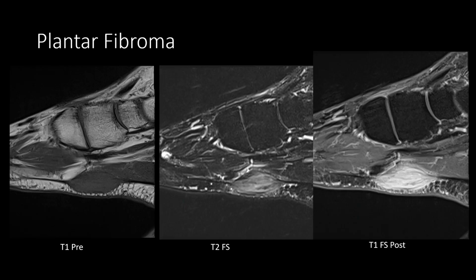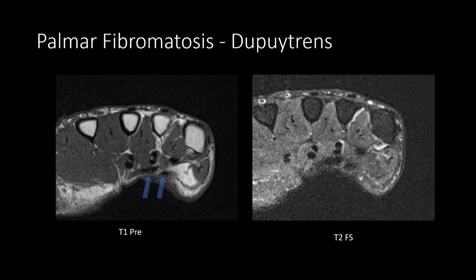Now, look at this case. This shouldn't confuse anybody. We can see these being very highly cellular. Look at all that T2 signal. Look at all that enhancement. This is still a fibroma because it's located within that plantar aponeurosis. Here's just a case of Dupuytren's fibromatosis. You can see those areas of low T1 and low T2 in that palmar aponeurosis.